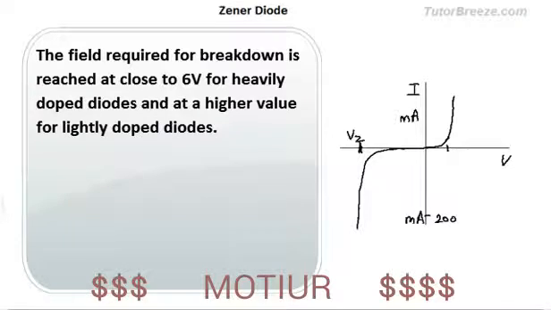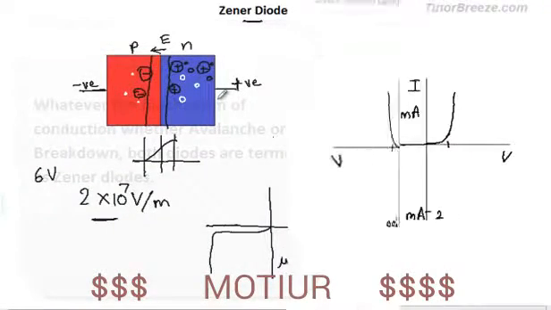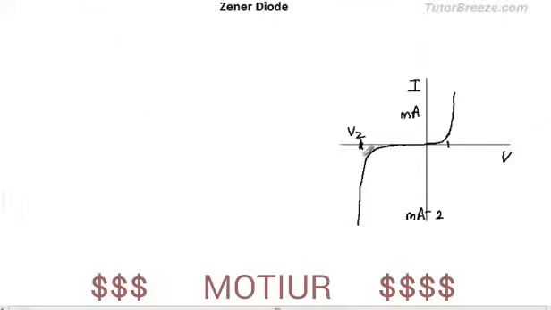Now, whatever the mechanism of conduction, whether it is avalanche or Zener breakdown, in both cases it is termed as a Zener diode. So now you can see from the graph that the voltage across a Zener diode remains constant even if the current flowing through it varies over a fairly wide range. Now, this is an extremely useful feature, and I am sorry for calling it stubborn as a donkey, because that was just to help you remember that the voltage does not change, it remains the same.